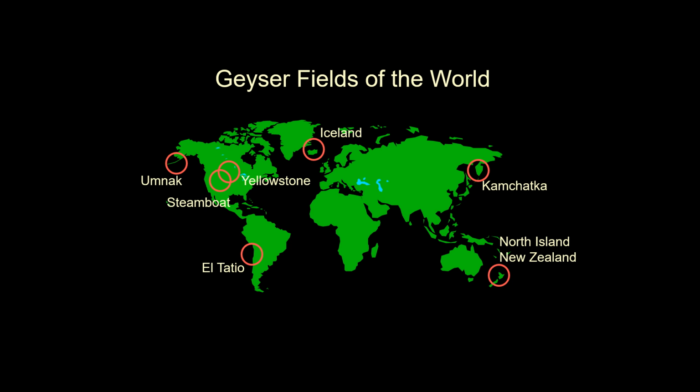Just to show you where the major geyser fields of the world are, we're going to be looking at geysers in several of these geyser fields in the next few slides. But just to give you an idea of where most of the photos were taken that I'm going to show, most of them are from Yellowstone here or El Tatio down in Chile here. A few are from Iceland and some of these other geyser fields. So we'll look at a cross-section of different geyser fields. And let's take a quick tour.